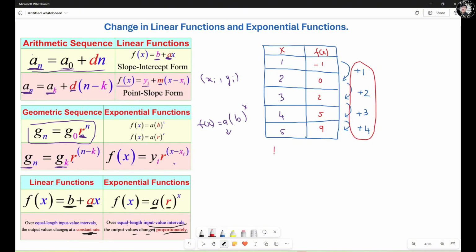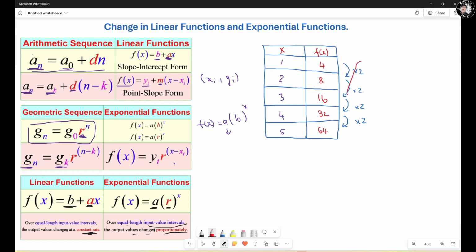So this is not a linear function. Now let's take a look at the second example right here. In order to get 8 from 4, we're going to multiply by 2. To get 16 from 8, we're going to multiply by 2. To get 32 from 16, we're going to multiply by 2. And to get 64 from 32, we're going to multiply by 2. And every single time, we're going to multiply the output by 2 to get the next output.